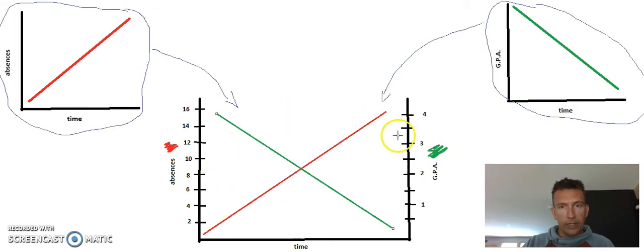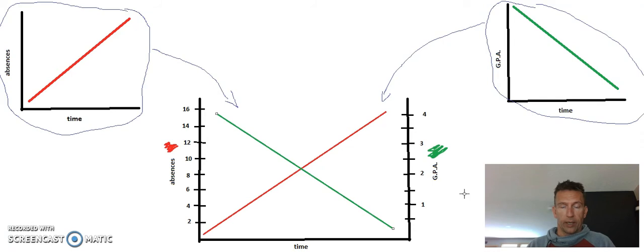As we could see, we might describe this relationship, think about a mathematical term, this would be what we call an inverse relationship, meaning that when one of them goes up, the other goes down. As absences go up, the GPA goes down. As the GPA, if you worked backwards in time, which we try not to, but as the GPA goes up, the absences go down.